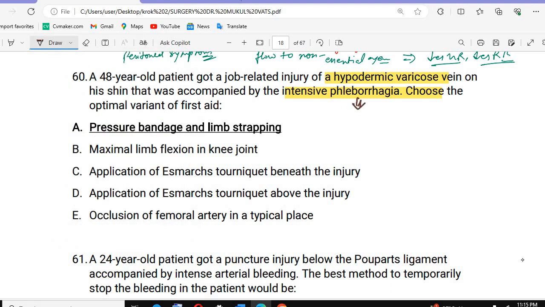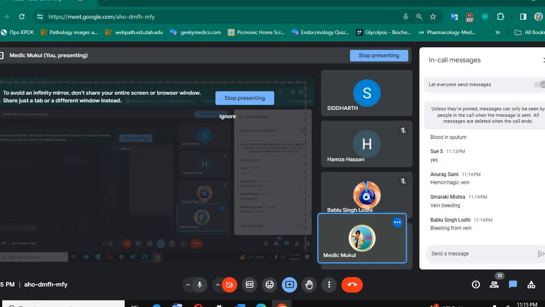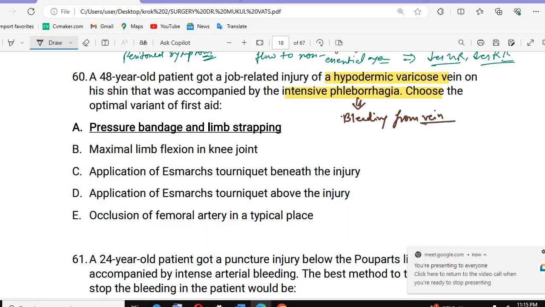So phleborrhagia is the bleeding from the veins. So who is correct, according to me? Bablu Singh Lodhi is correct, according to me. Okay? The bleeding from the veins. Everyone is correct. So we see that phleborrhagia is there.